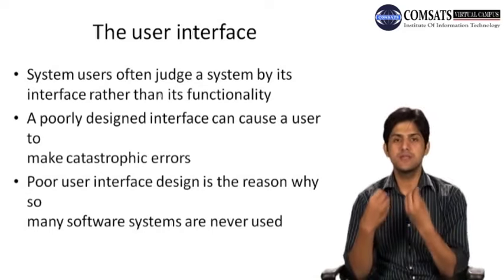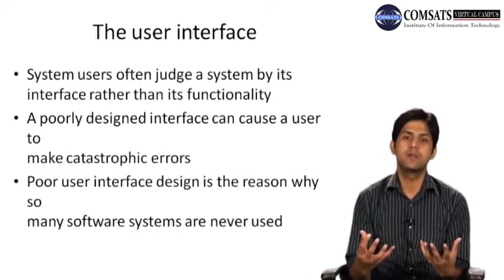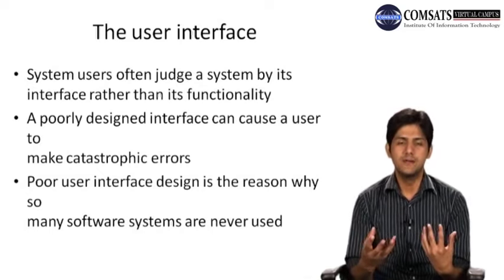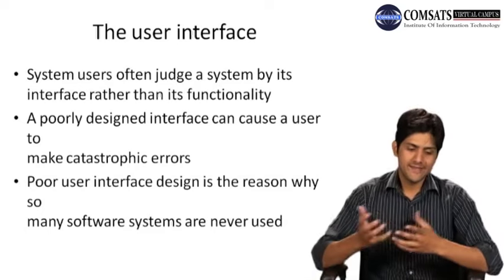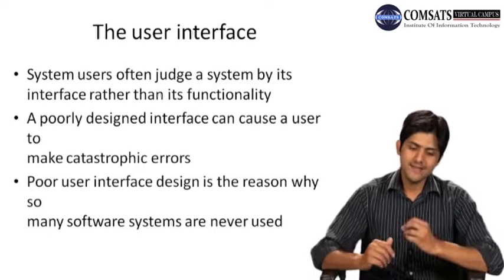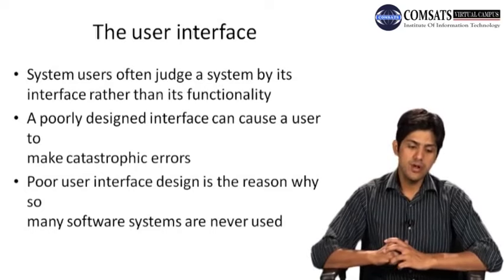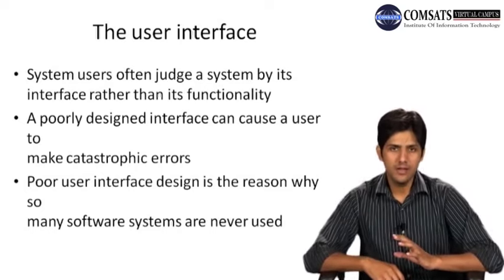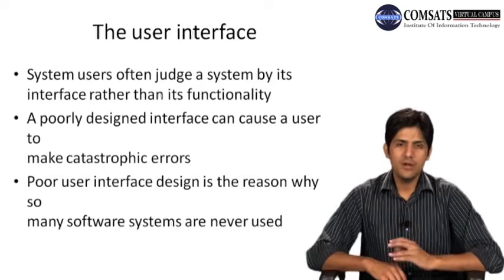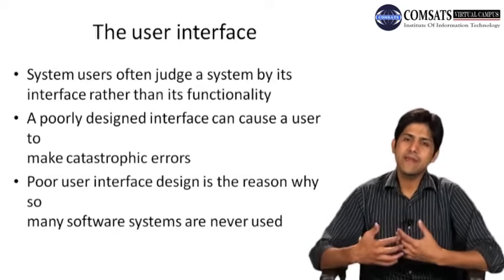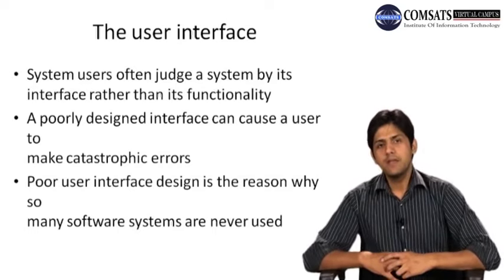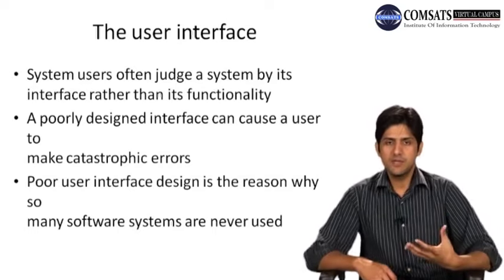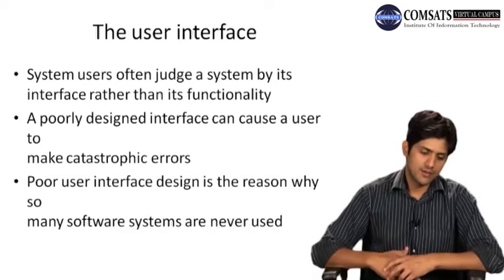So the first thing that a user sees for a certain application is the user interface. Okay, so that's where you get the user. There is a lot of importance to a good user interface. And the second point emphasizes that a poorly designed interface can cause a user to make catastrophic errors. If your interface is not good enough, then people can make errors when they use the software. And we say catastrophic errors because, depending on the severity where the application is being used, it can cause these kinds of errors.